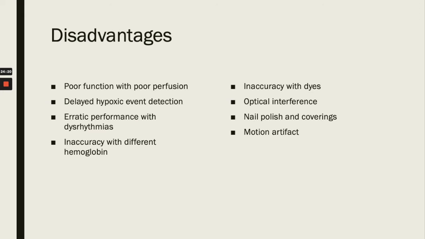You can have erratic performance with dysrhythmias, inaccuracy with different hemoglobins, as we said before, and inaccuracy with dyes. You can get some optical interference, and that could just be artificial light going in. Nail polish and coverings, or false nails, and motion artifacts. If you have a patient that likes to move around, obviously you're not going to get a good reading.